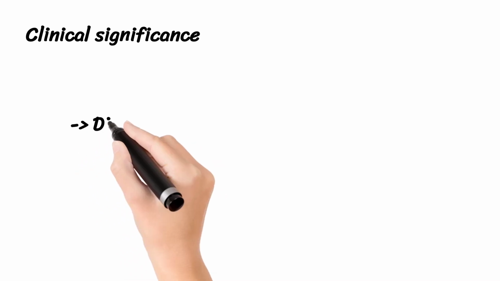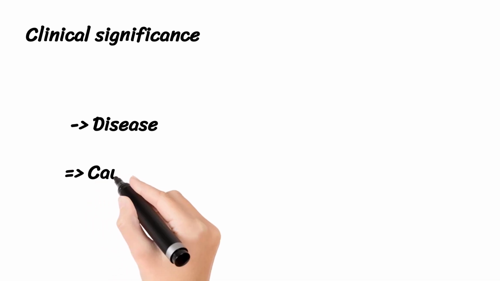The next term is disease. Feeling uneasy or uncomfortable, or the condition resulting from abnormal structure or function of cells, tissues, organs or organ systems, with signs and symptoms, is known as disease.